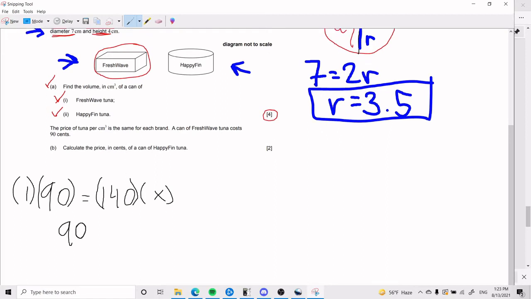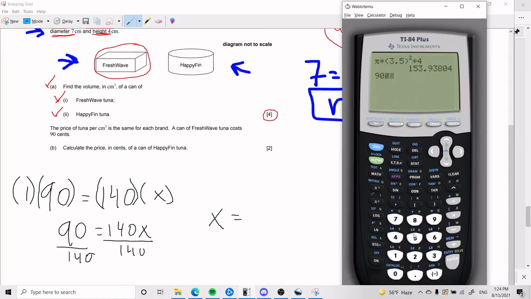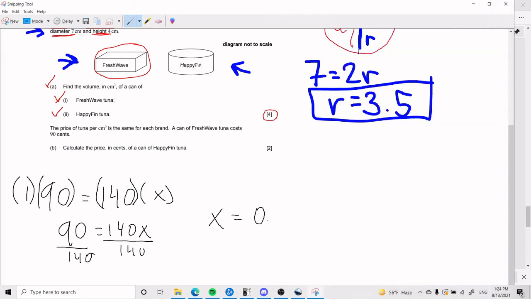And so the 1 times 90 is just 90. This is just 140x. We get x alone by dividing both sides by 140. And we end up that x is just about 0.6428. Okay, I suggest that you put all the numbers in the decimal point just to be consistent.